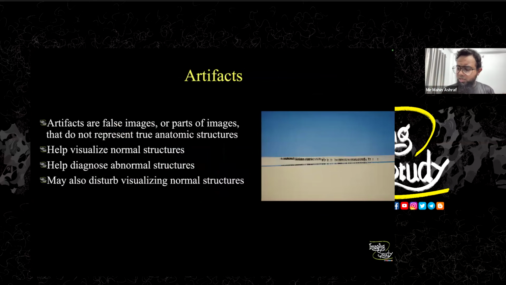Okay, now come to the artifacts. In case of ultrasound, we don't always see the real things. We sometimes may see false images, like a mirage. I don't know what you call it in your language. We call it morichika. This is called a mirage. You see in the movies these types of deserts where people see water, but there is no water. We call it a mirage.